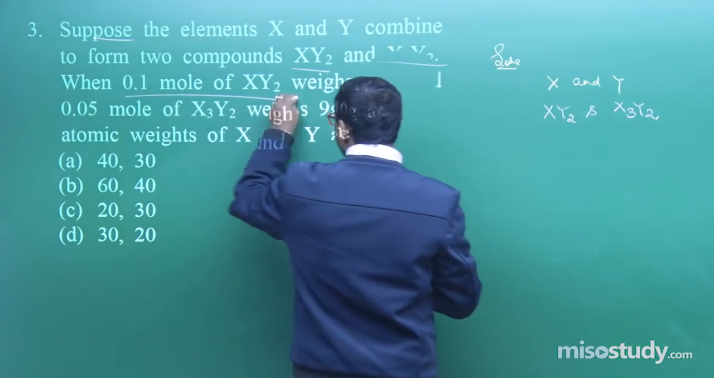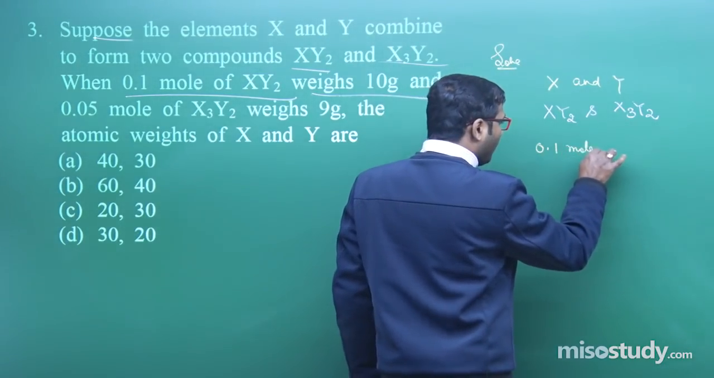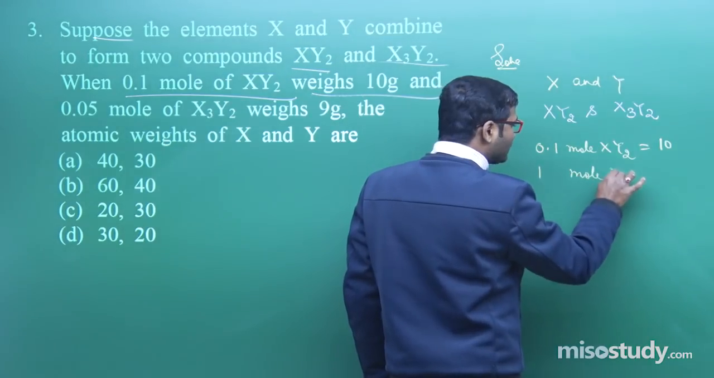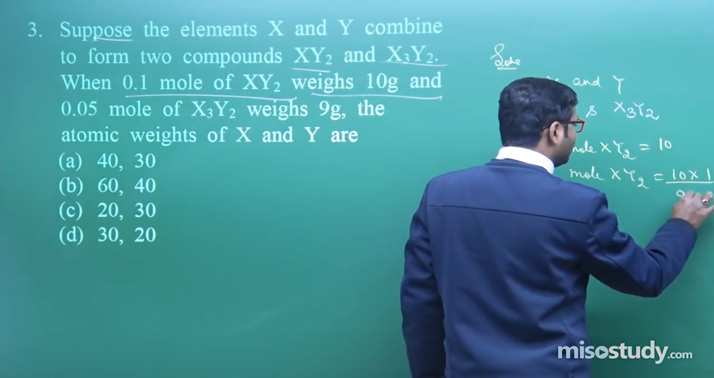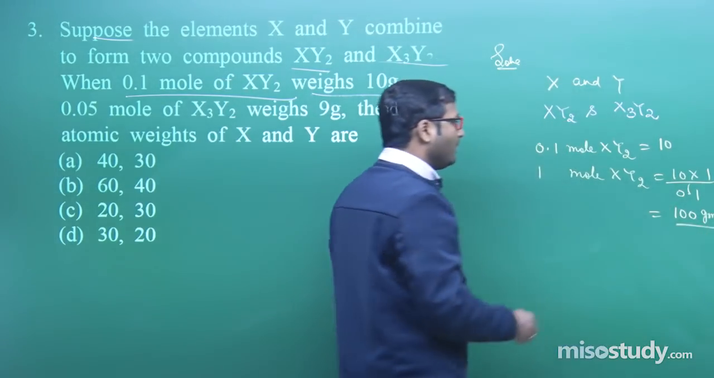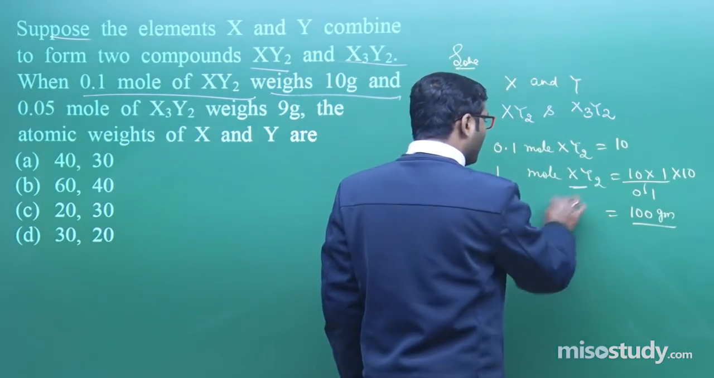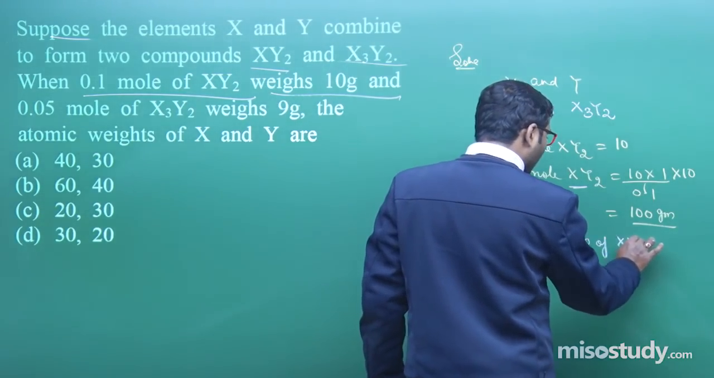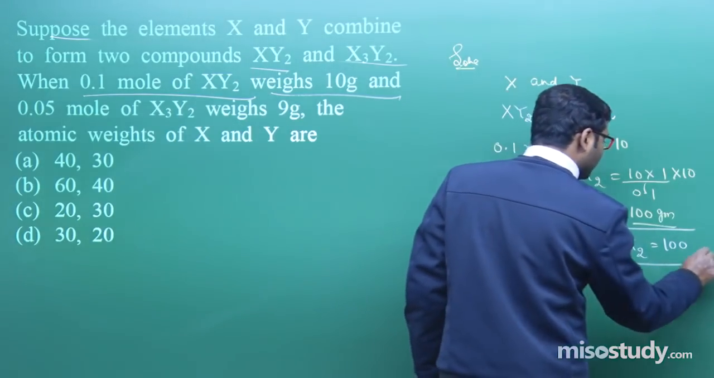0.1 mole of XY2 weighs 10 gram. So tell me, 1 mole of XY2 weighs 10 multiplied by 1 divided by 0.1, which is equal to 100 gram. Again, I am repeating, 1 mole of XY2 has mass 100 gram. That means this is the molar mass. We can say the molar mass of XY2 is equal to 100 gram. Yes, sir, definitely this is the case.